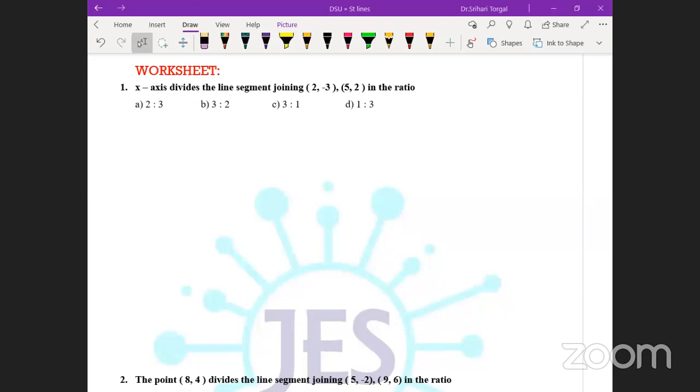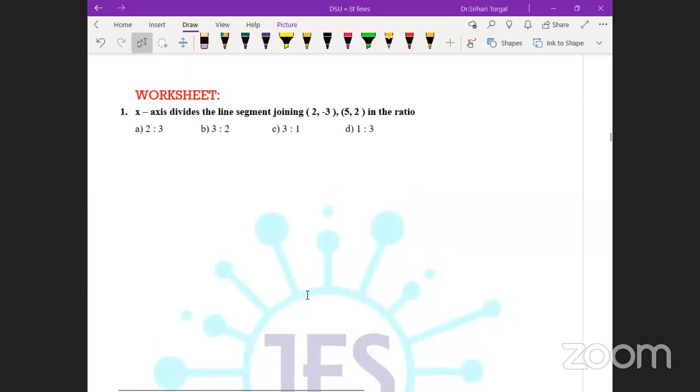Let me start with the first problem. Whenever necessary, I'll go back and revise some of the concepts. X-axis divides the line segment joining (2, -3) and (5, 2) in the ratio. You can answer this question. Very easy one.